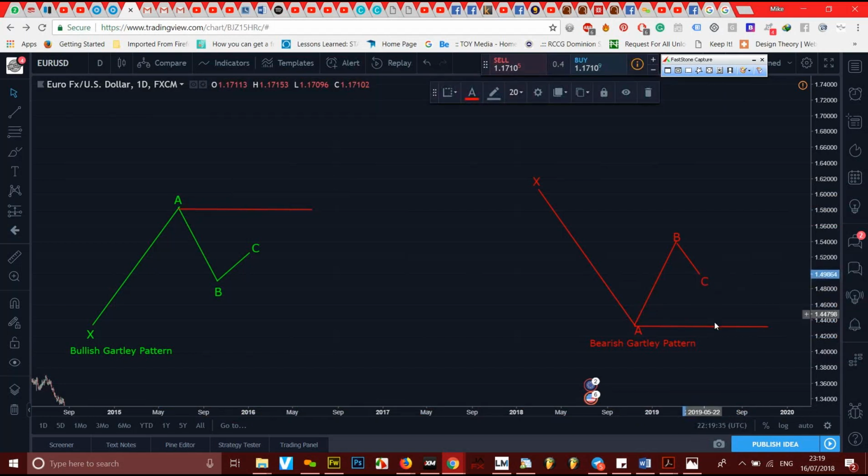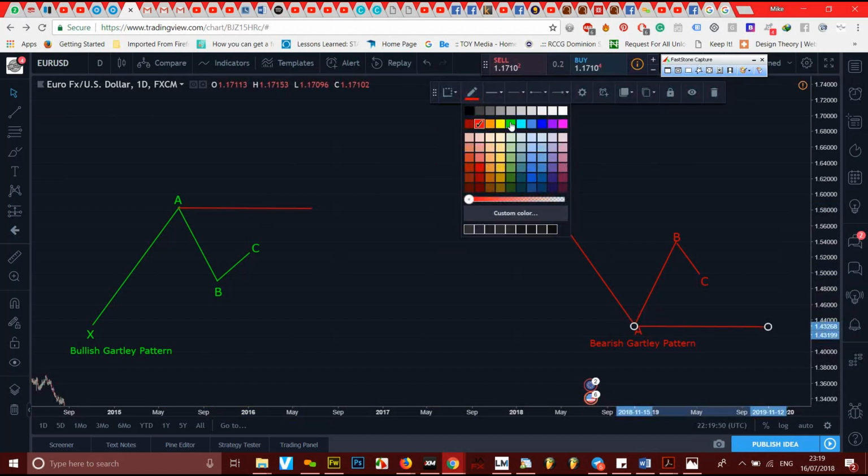So this is a no-go area. It means this must not get to this level. It can go as high as this level, but if it gets to this level, it renders it invalid. Let me change this color to make it green as well, just to make it different from the previous one.